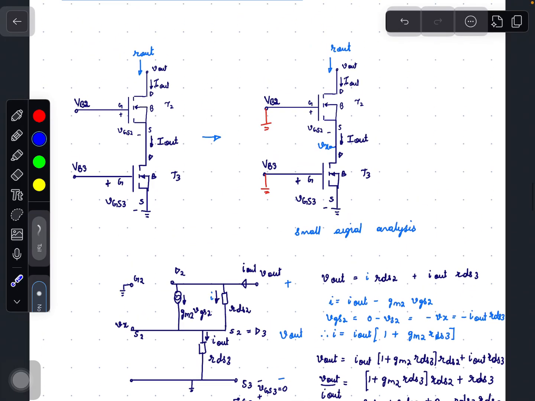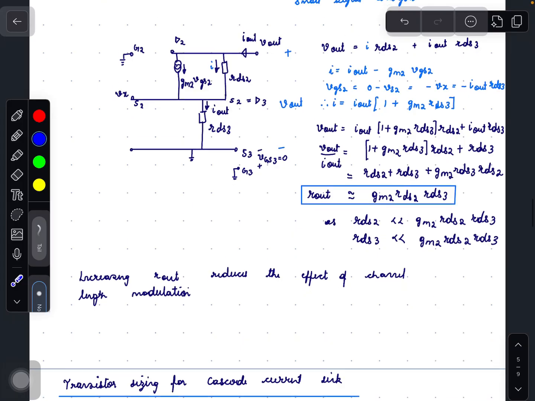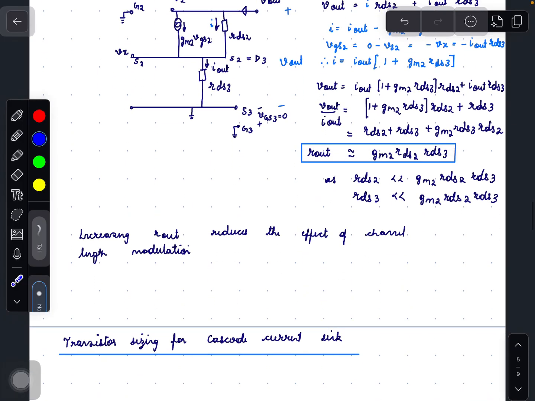Therefore, R_out of a cascode current source or sink is nothing but RDS3 times the gain of T2, that is gm2 RDS2. So here we have increased R_out, and hence the effect of channel length modulation is reduced.